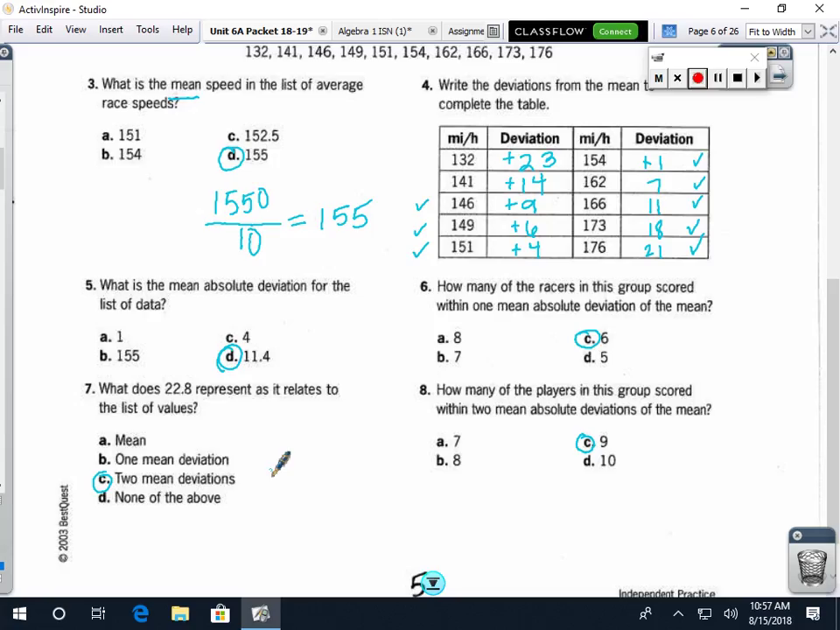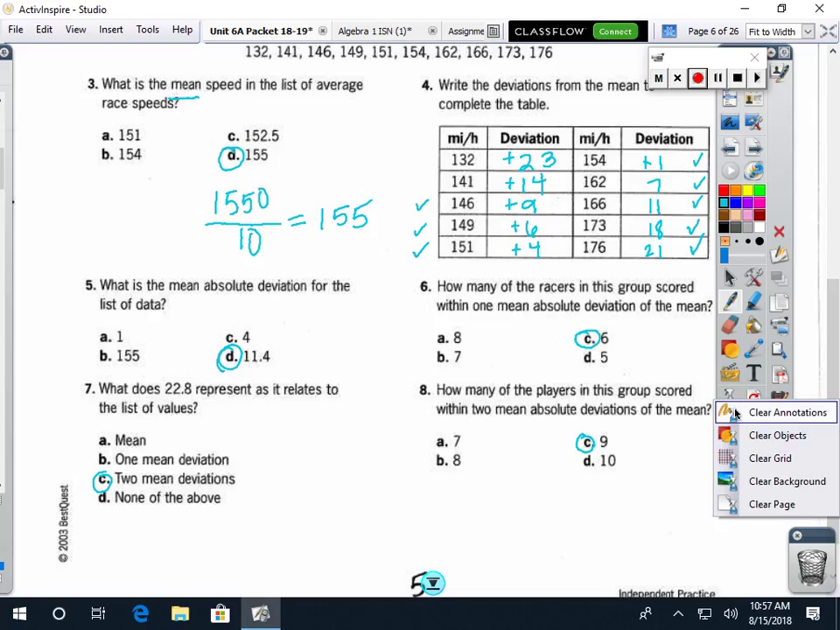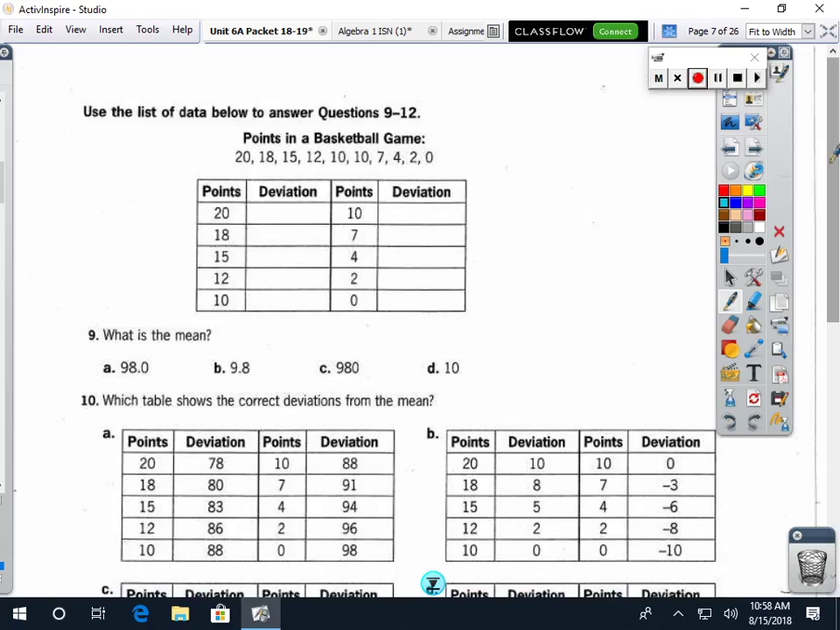Okay, do y'all feel ready to try one by yourself yet? Yes? Okay, let me turn to the next page so I can give some directions. Okay, look. Question number 9 says, what is the mean? So that's the first thing you're going to do. You're going to look at this data and calculate the mean. Question 10 wants to know which of these 4 tables is the correct one. So once you fill in the deviations, you'll just match it up to one of these 4 tables. Okay? So everybody get started.